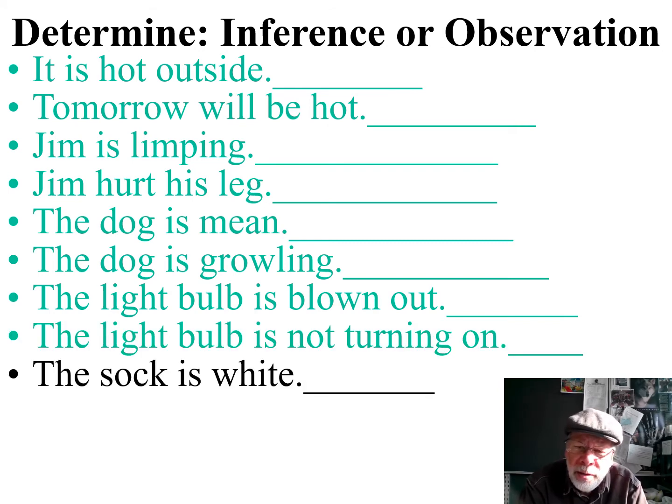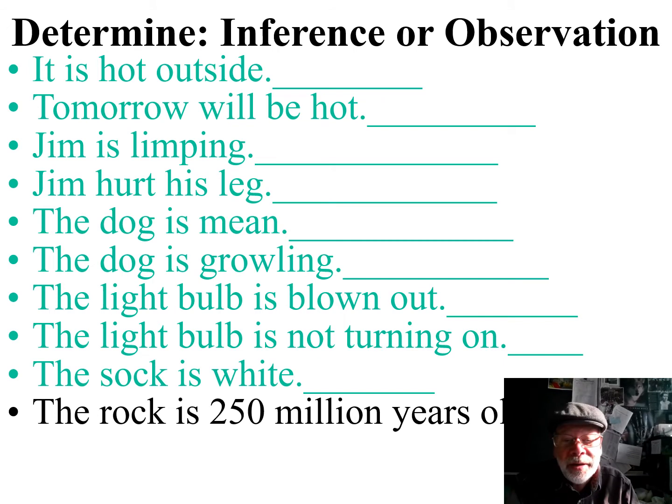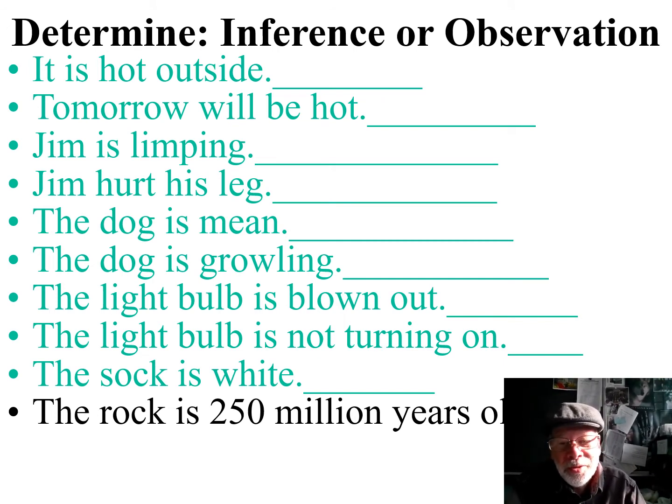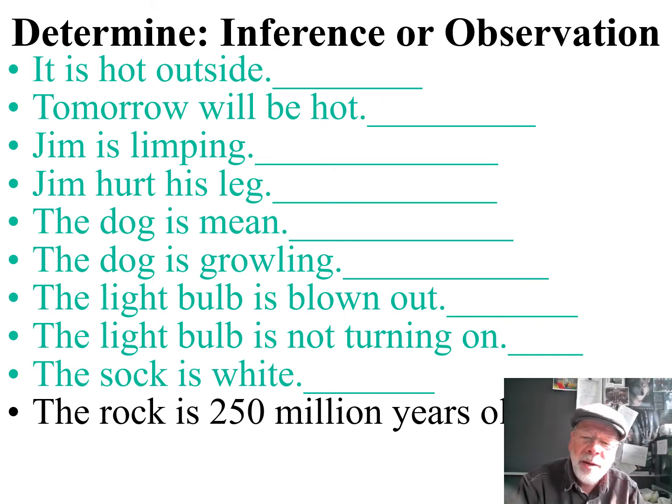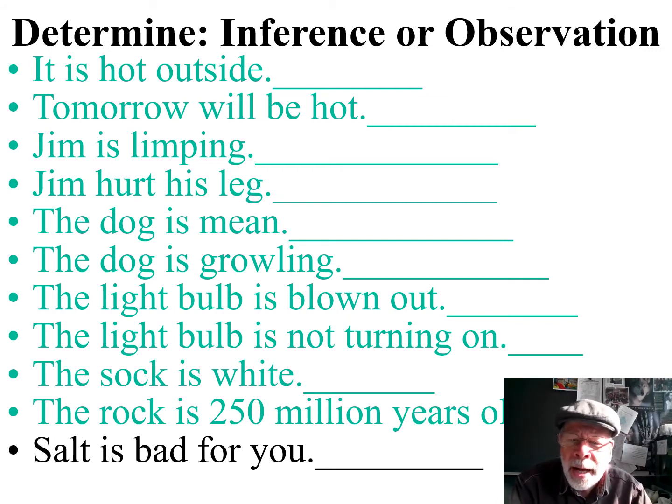The sock is white. That's an observation. The rock is 250 million years old. How about that? That is an inference. You weren't there, so we're doing a variety of tests and believing the rock is 250 million years old. Salt is bad for you. What do you think about that? Well, we see a bunch of observations that suggest that salt might not be the best thing you want inside your body in large quantities, and we're talking large quantities, so we would say salt is bad for you. That's an inference.